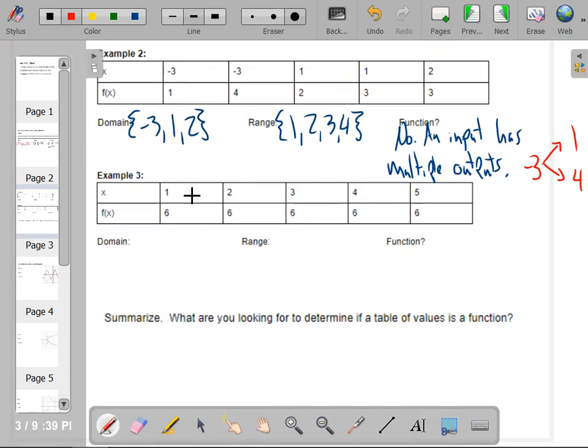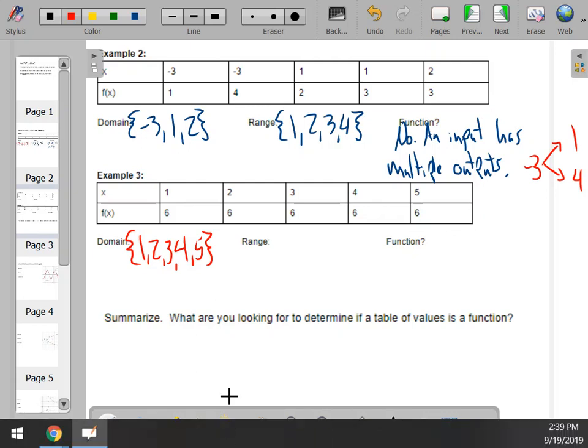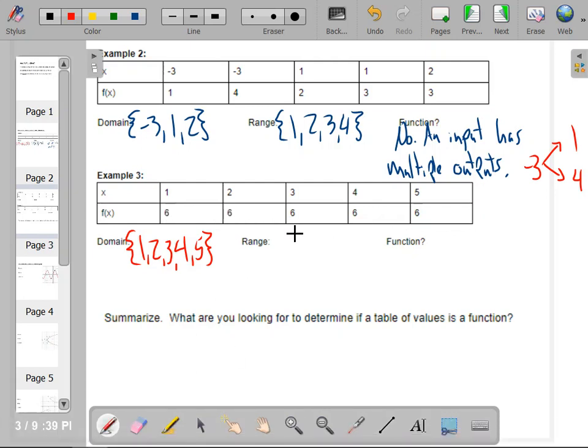Last one, domain: 1, 2, 3, 4, 5. Okay, that's my set. Range: 6, 6, 6. That's a lot of 6s. The range is 6. You do not list repeats, so there's only one number in the range.